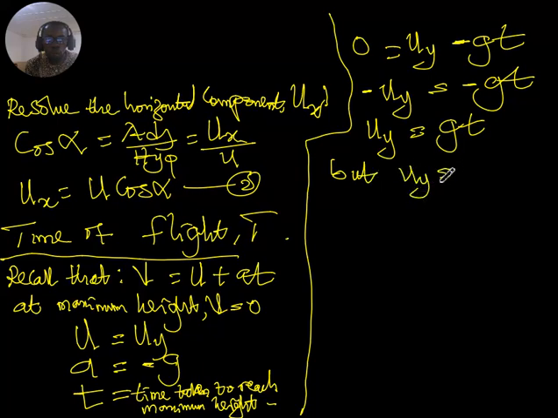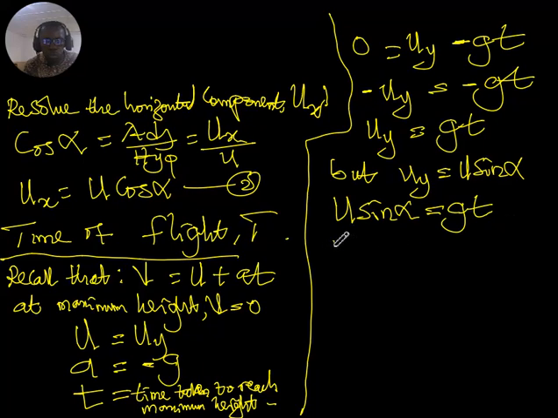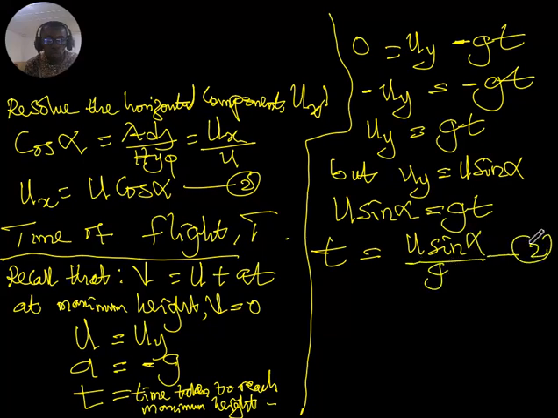But u of y is u sine alpha. That's our equation 1. So put that back into this last step. You have u sine alpha equals g t. Make t the subject of formula. t becomes u sine alpha over g. Call this equation 3. Equation 3 is known as the time taken by a projected body to reach maximum height.